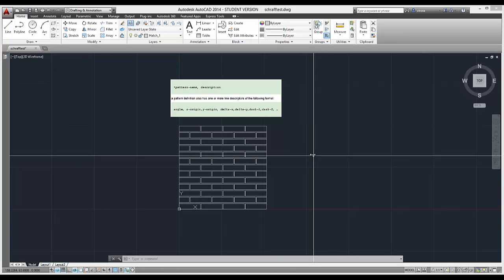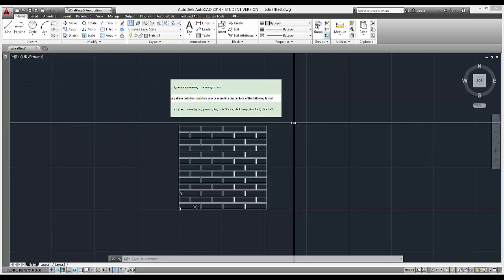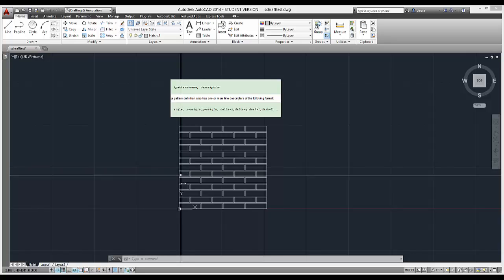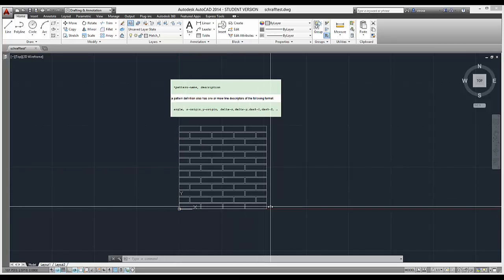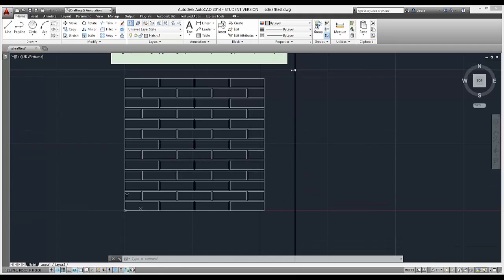Welcome everybody. In this tutorial I'll talk about the creation of customized hatch patterns. I've prepared a little example of this brick structure, which is the standardized brick used in Austria.